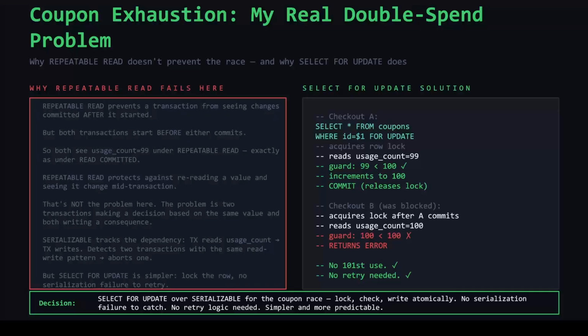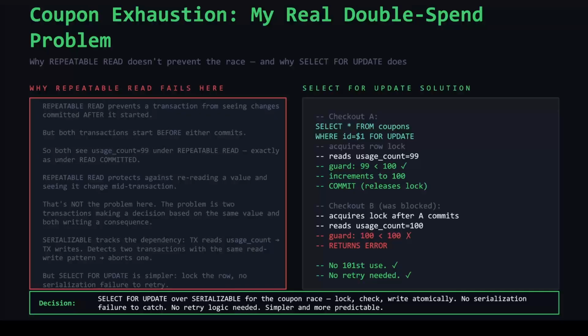Repeatable read prevents a transaction from seeing changes committed after it started, but both transactions start at the same moment, before either has written anything. Both see a usage count of 99 under repeatable read, exactly as they would under read committed. Serializable tracks the dependency between the read of the usage count and the subsequent writes. It detects that two transactions with the same read-write pattern will produce a conflicting combined result and aborts one. But that means handling a serialization failure and retrying.